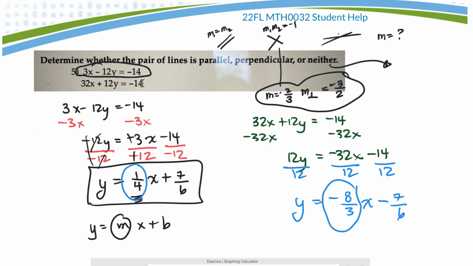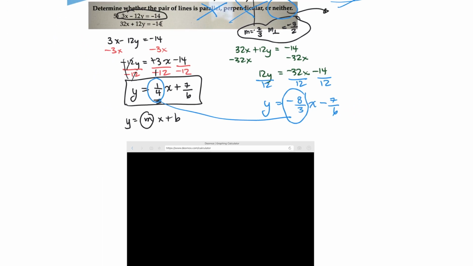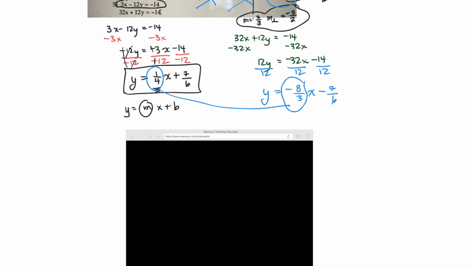When I compare that with 1/4, they're not the same, so they're not parallel, nor are they negative reciprocals of each other, so they're not perpendicular, so they must be neither. They'll just cross somewhere. Now we can confirm that using decimals. Let me get decimals going here.